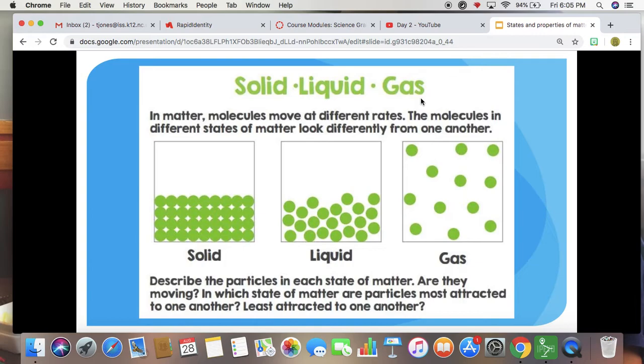So in solids, they're packed very closely together and vibrating, not moving past each other. In liquids, the molecules spread out a little bit and can slide past each other. And in gases, they're very spread out and move freely and quickly.